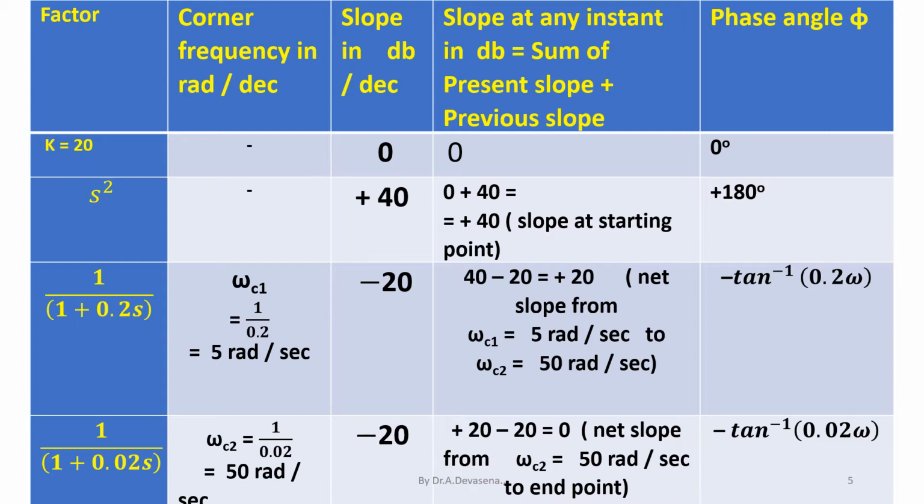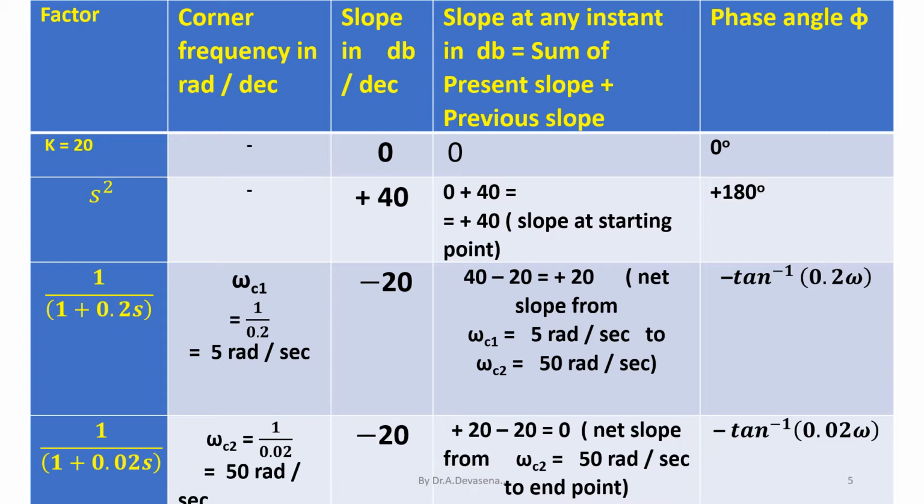Now, we consider factor 1, K is equal to 20. For the constant factor, there is no corner frequency, and the slope is 0 dB. The slope at any instant in dB is equal to the sum of present slope plus previous slope. For this, there is no previous slope, so the present slope is 0, and the phase angle for the constant factor is 0 degree.